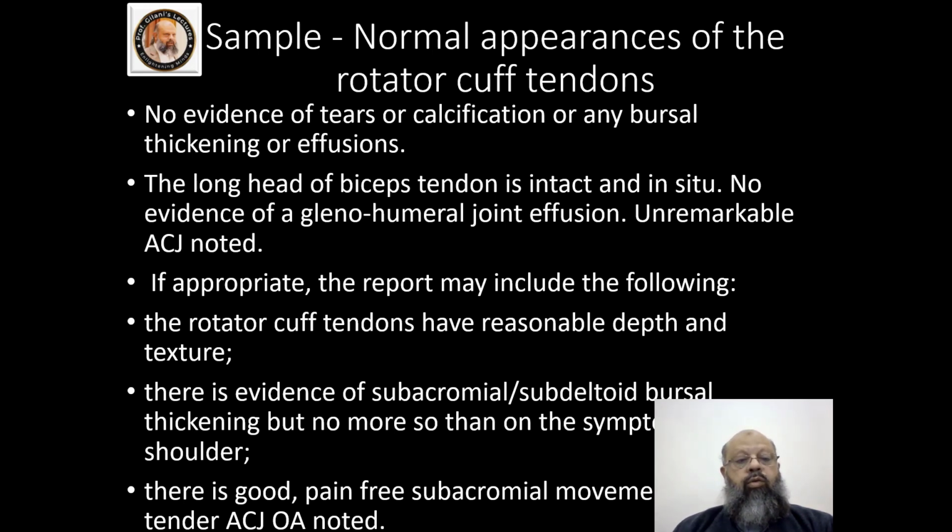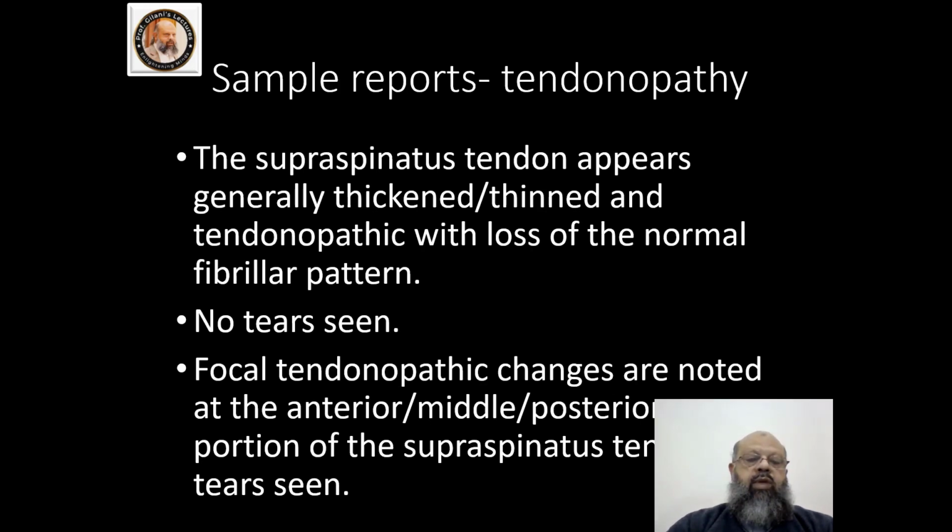Unremarkable acromioclavicular joint noted. The next point is, if appropriate, the report may include the following: rotator cuff tendons have reasonable depth and texture. There is evidence of subacromial subdeltoid bursal thickening, but no more so than in a symptomatic shoulder. There is good pain-free subacromial movement, or we can say there is tenderness at the acromioclavicular joint or AC joint. For tendinopathy, we can write it like this. There is a sample report.